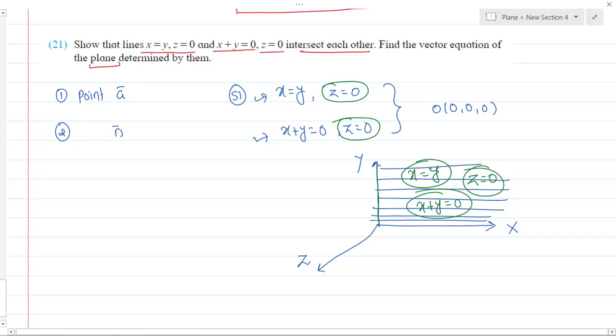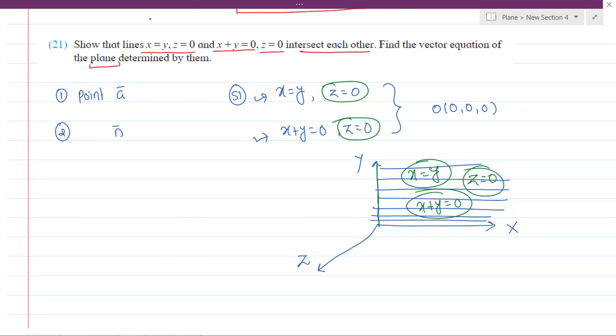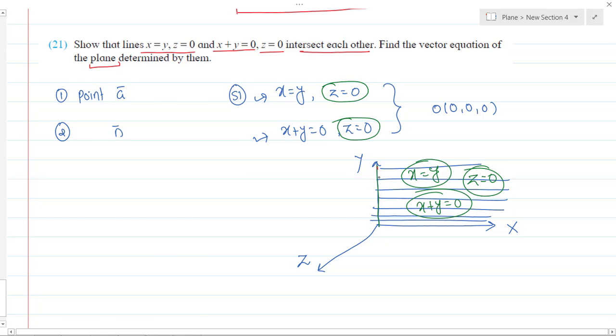If this is the plane, let's take this as the bounded plane. What could be the normal vector? Of course, the z axis direction will be the normal vector, the perpendicular. Yes or no? And this is nothing but k cap, which is the unit vector along the z axis.